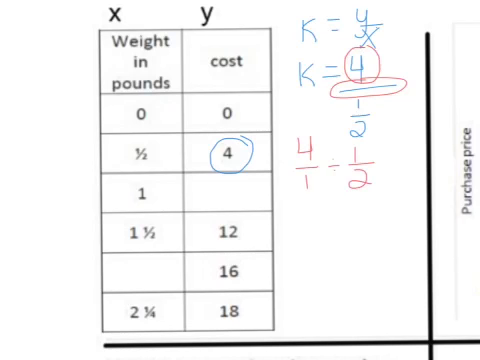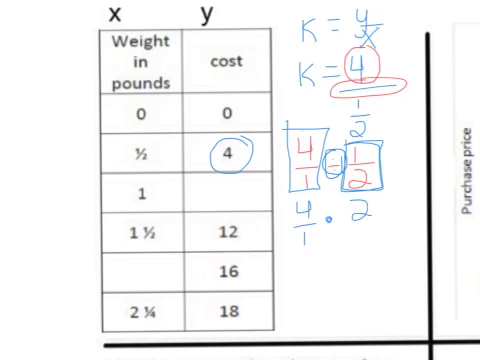Now we're going to keep the first fraction the way it is, change this to a times, and flip the second fraction. Let's do that. So 4 over 1 stays the way it is. Change the division symbol to a times. And then we're going to flip the second one. So in this case, the constant of proportionality is going to be 8. 8 over 1 is just 8. So each time we're going to be multiplying by 8.